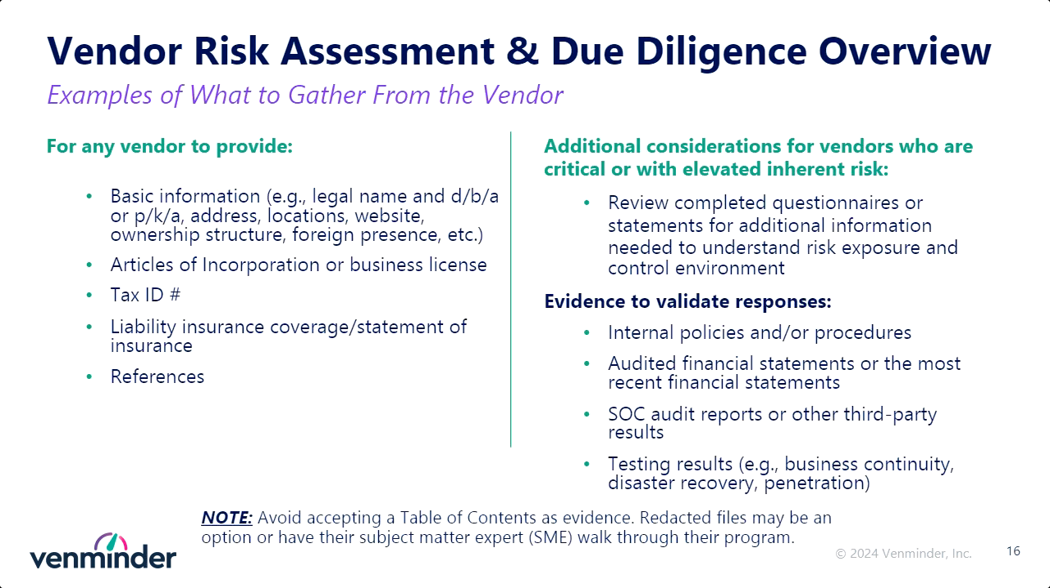Here's an example of what you would want to collect from a vendor, starting with that baseline due diligence of basic information, tax ID, liability insurance, and maybe some references. But let's say that this vendor is critical and has elevated risk. That means you'll want to review things like a completed questionnaire or statements from the vendor so you can better understand the vendor's risk and control environment.